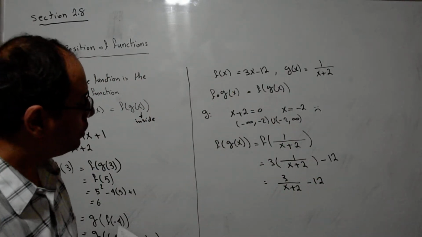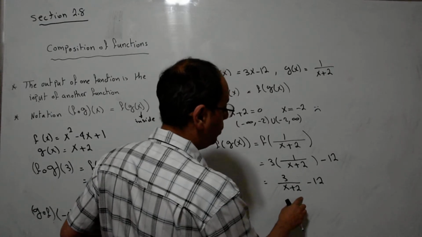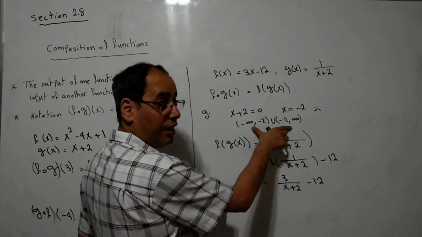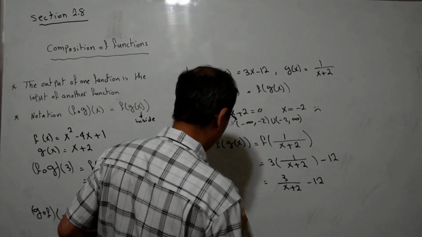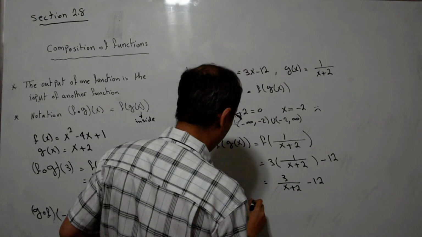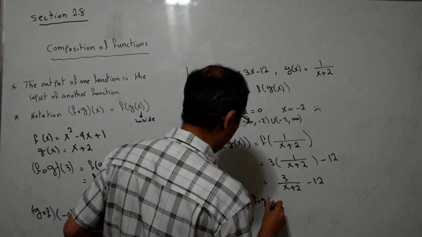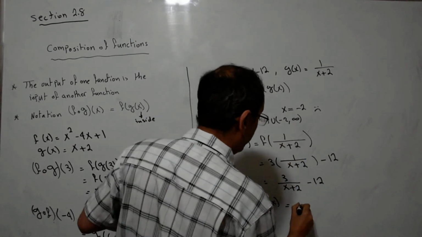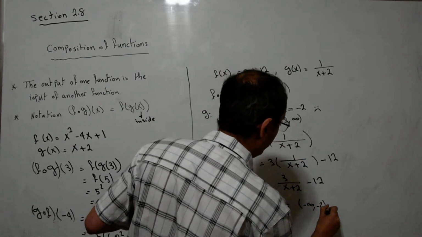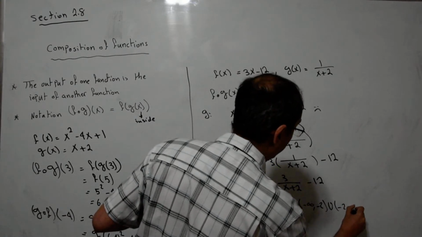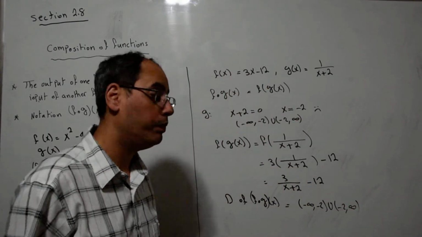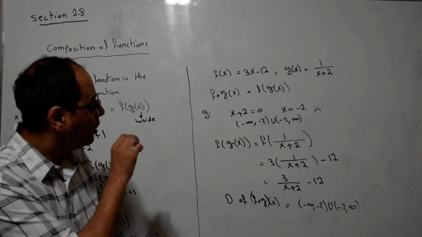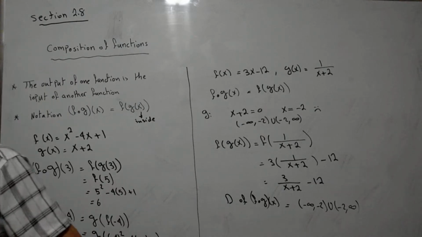So here, x plus 2 cannot be 0, and this is the same thing as before. Therefore the domain of f compound g of x is the same: negative infinity to negative 2, union negative 2 to infinity. Alright? Let's get another composition with the same functions.